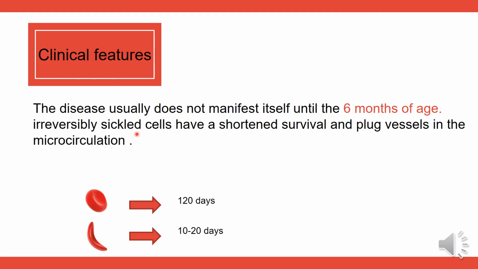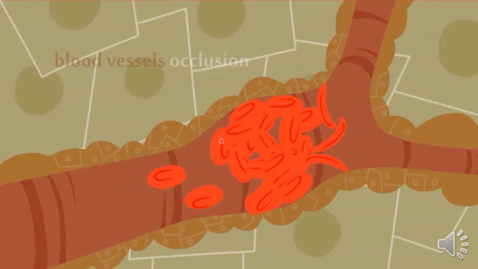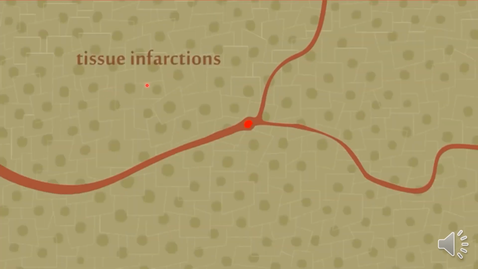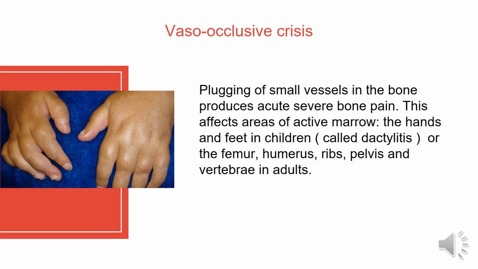Irreversibly sickled cells have a shortened survival. Normal RBCs have a lifespan of 120 days, while sickled RBCs will have a lifespan of just 10 to 20 days. So these cells will have very short survival, and the sickled cells will block vessels in the microcirculation. These cells will form clumps and block the blood vessels, leading to tissue infarction, and will cause vaso-occlusive crisis.